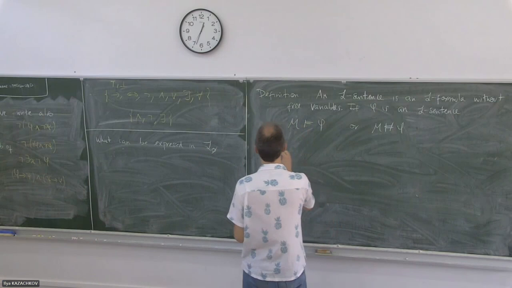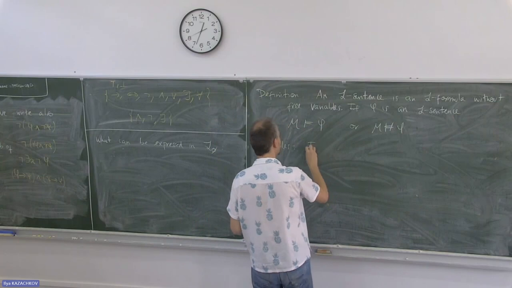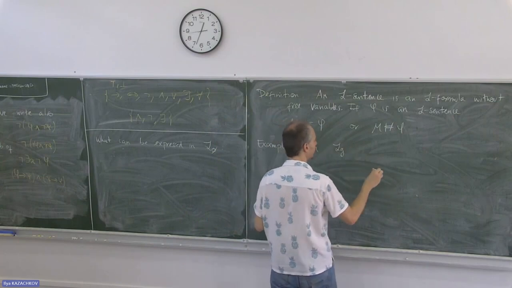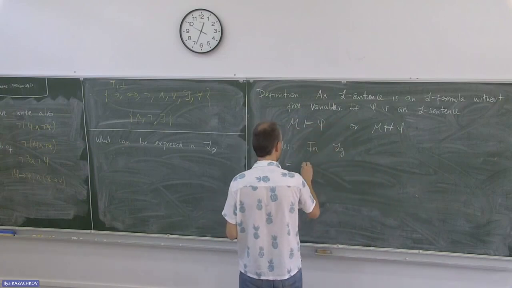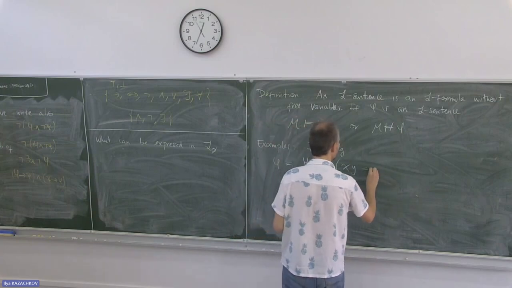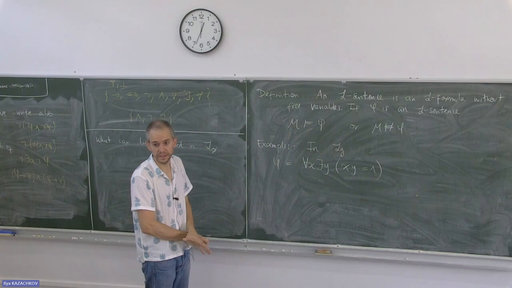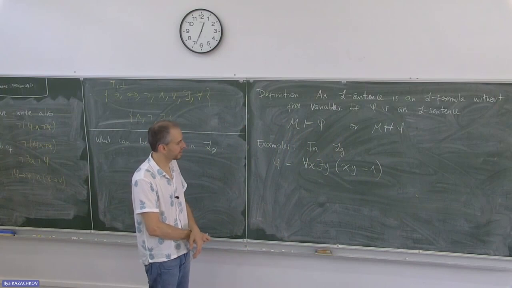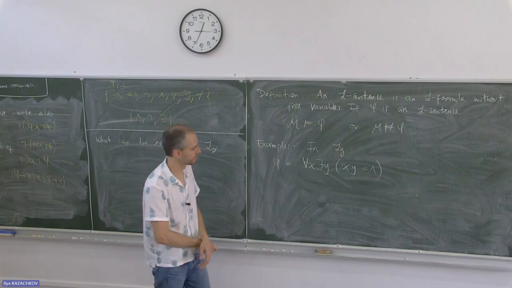Let me give you examples. Examples in the language of groups. In the language of groups, let me have phi to be: for every x, there exists a y such that x times y equals 1. Right? Note that there are no free variables in this formula, right? And actually, this is a sentence that is true in every group, right? Because by definition, you have an inverse for every element, right?